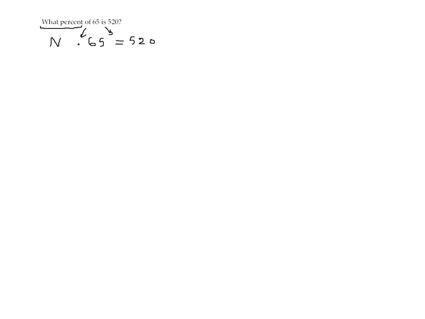You have to divide both sides by 65. That easy. So n would be equal to 520 divided by 65. So if I divide 520 by 65, it equals 8. 8, very good.